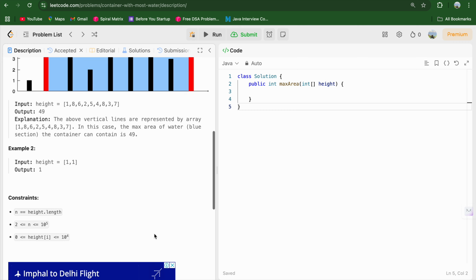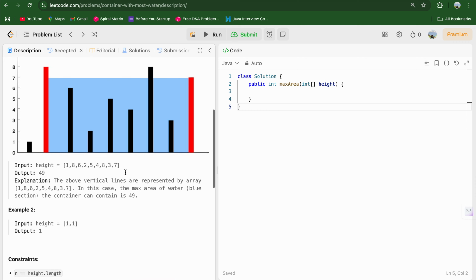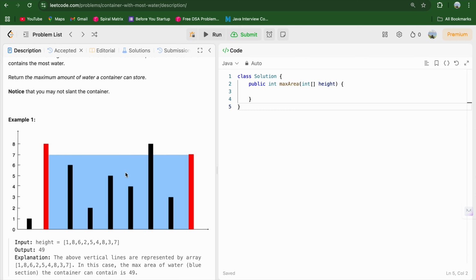Now let's look at the constraint. Okay, so n is less than 10 to the power 5, so we can't go for an n square solution because that will give us 10 to the power 10 and that will give us a TLE. Okay, so let's briefly discuss the brute force solution. So in a brute force solution, we'll have an array and we'll have an inner array, right? And that will be running with i plus 1, so that these two boundaries are considered, right?